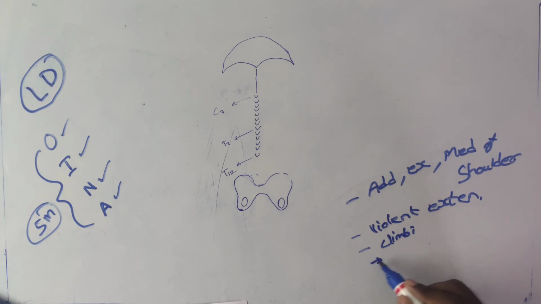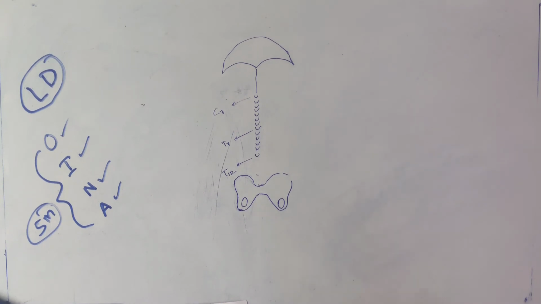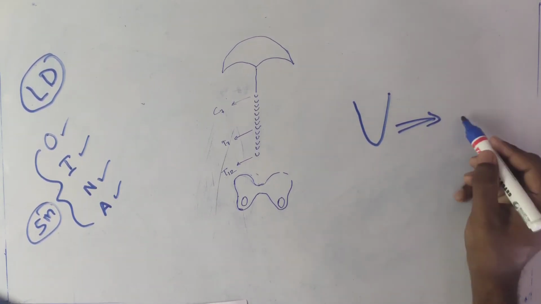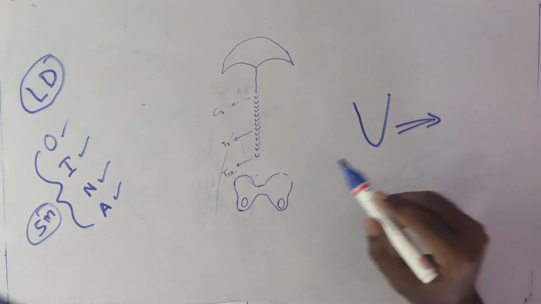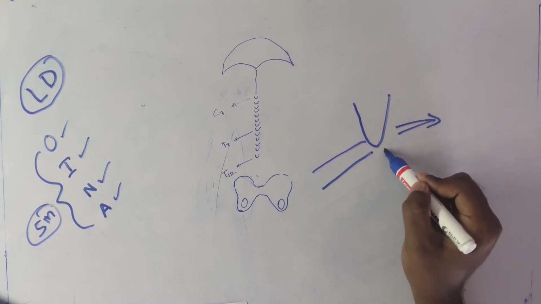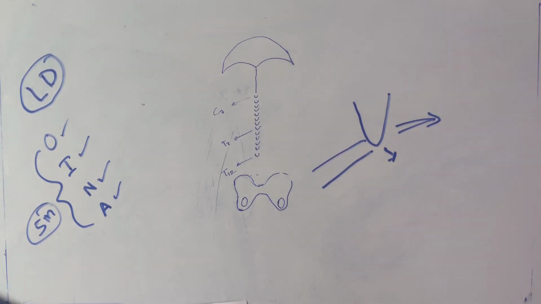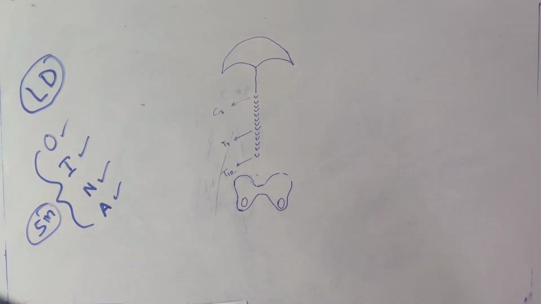And the last function is that it holds the inferior angle of the scapula in place. That means there is more support for the other parts of the scapula, but there is no major support for the inferior angle of the scapula. So the Latissimus dorsi holds the inferior angle of the scapula in a particular place. This is the function of this muscle. So we have completed the origin, insertion, nerve supply and action of this muscle.